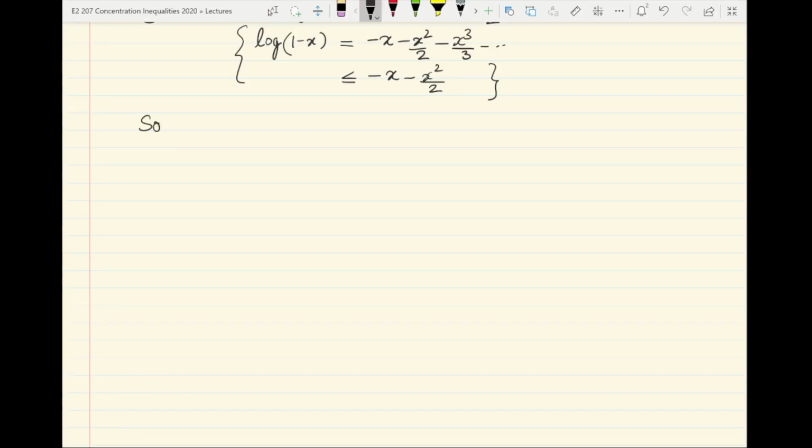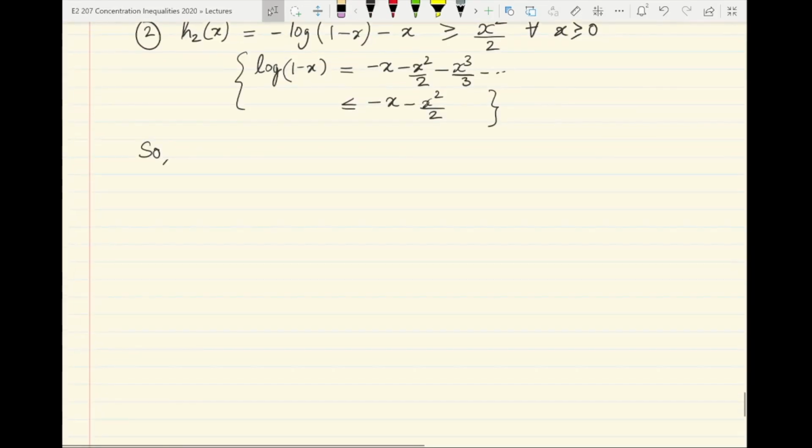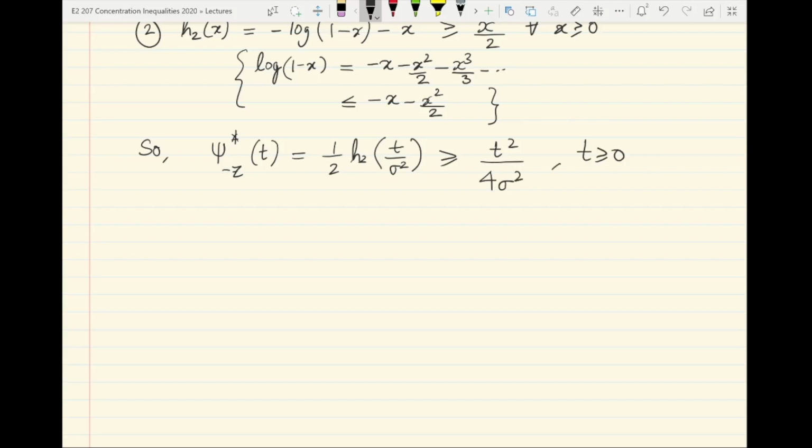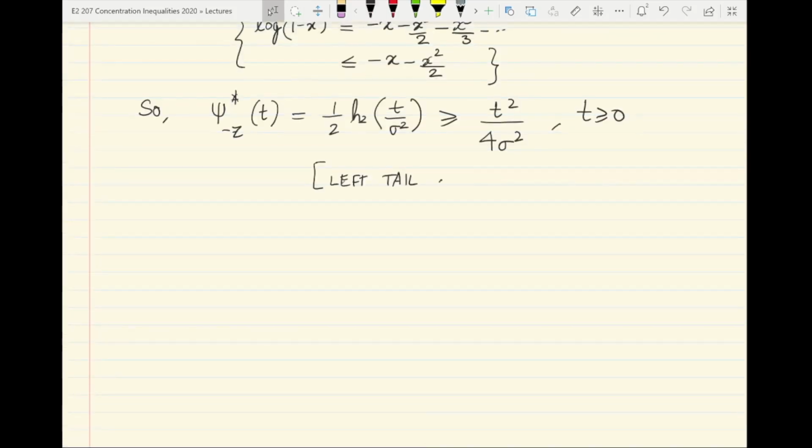So what this finally gives us is that the left tail of z, which is really the right tail of minus z, for any t greater than or equal to 0, which is just half h2 of t by sigma square, is lower bounded by t square by 4 sigma square, just a quadratic function. Okay, so this is the left tail of x square, centered suitably.